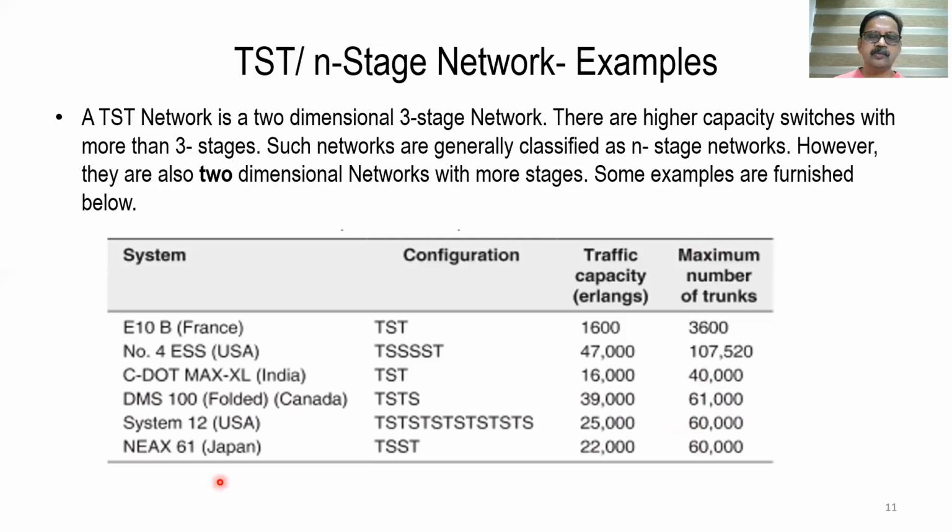Then we have one more popular system by name NEAX 61, developed in Japan. It follows TSST. So 2 time stages, and sandwiched in between are 2 space stages. It can handle the traffic of 22,000 Erlangs, and on the other side, it can handle the maximum number of trunks to an extent of 60,000.